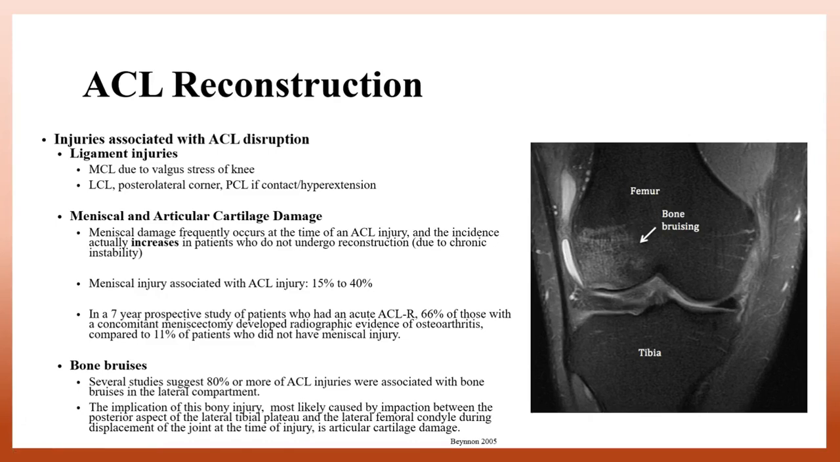So again, bone bruises are very common. Also, meniscal injury occurs in anywhere from 15 to 40% of ACL injuries, because this is a traumatic injury. With this trauma, we're going to see other structures get injured, and some of the most common are the bone bruise and the meniscus.